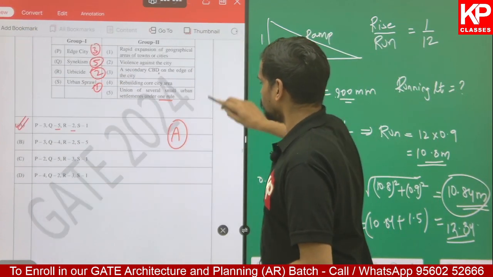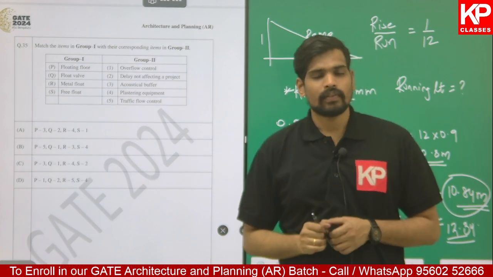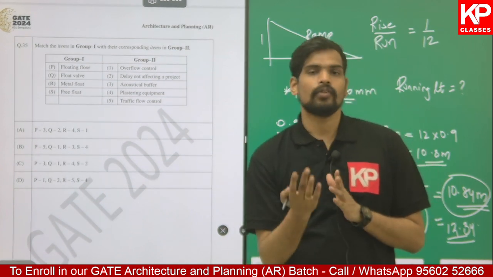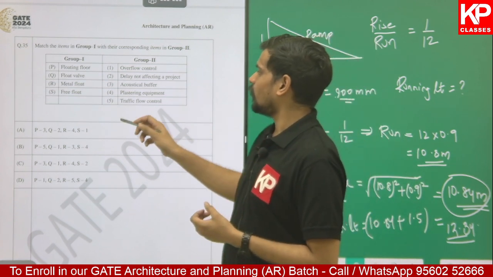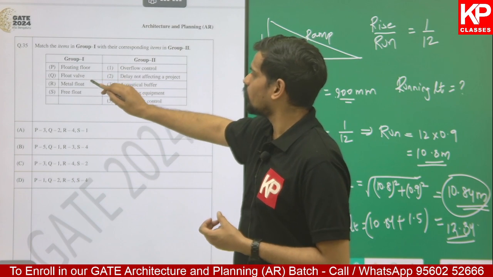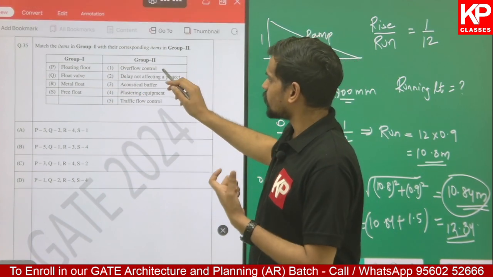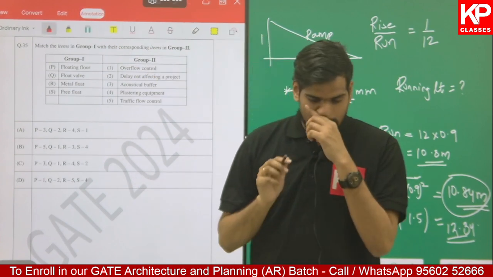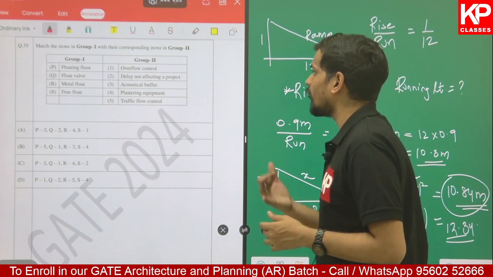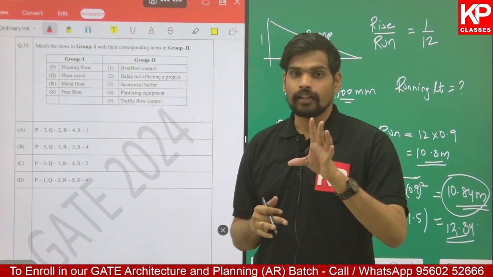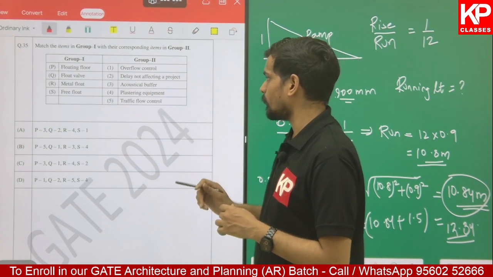The next one, question number 35. This again is a very simple question where they have just tried to confuse you by giving you various terms of float. So floating floor, float wall, metal float, free float, and they are asking you to match them with the descriptions. This question does not belong to one particular topic. It is a combination of multiple topics, including acoustics. Acoustics is a part of the architecture part, but you do have a question related to it in the common part.